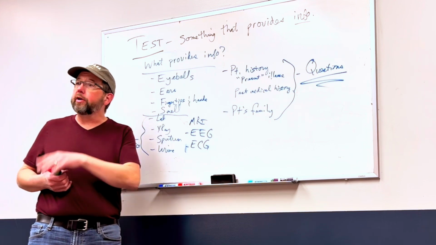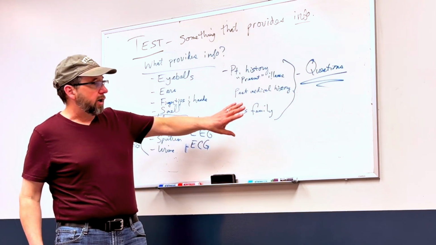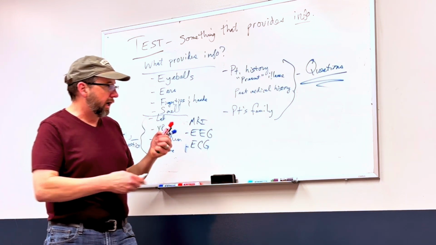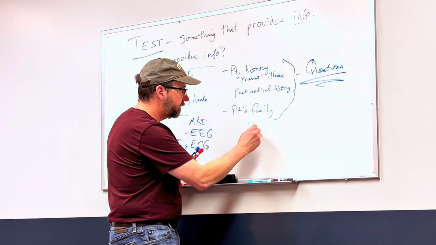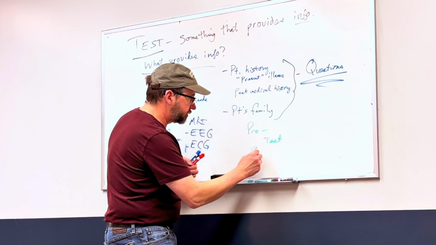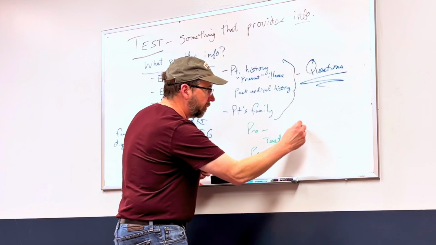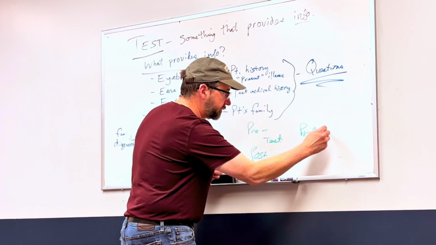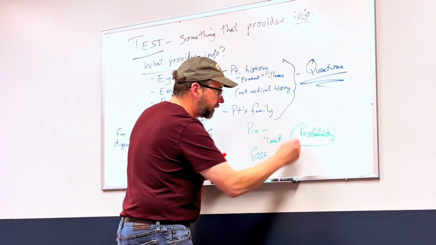And here's the thing. It illustrates this perfectly. What I'm getting at is every test has a pre-test probability and a post-test probability. Right? And all that means is, what does that even say?